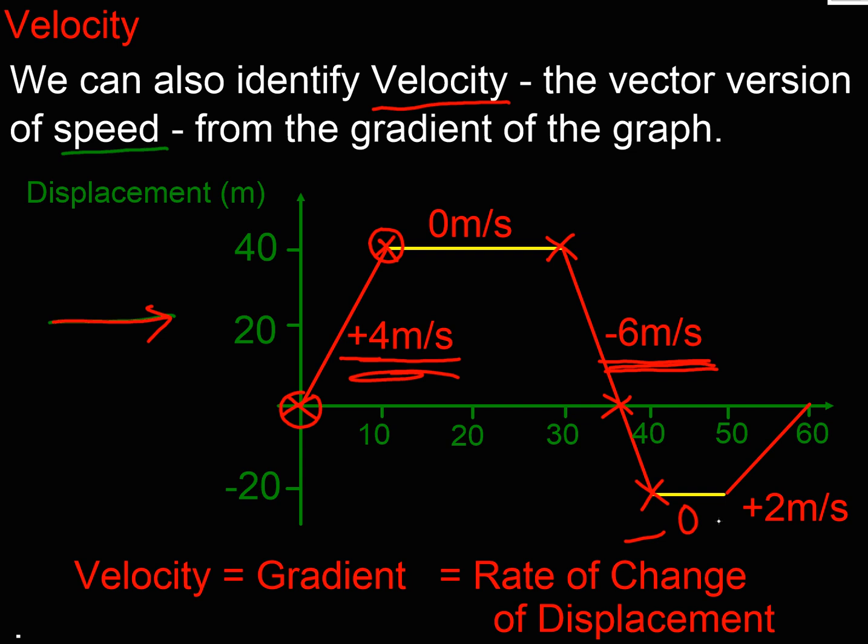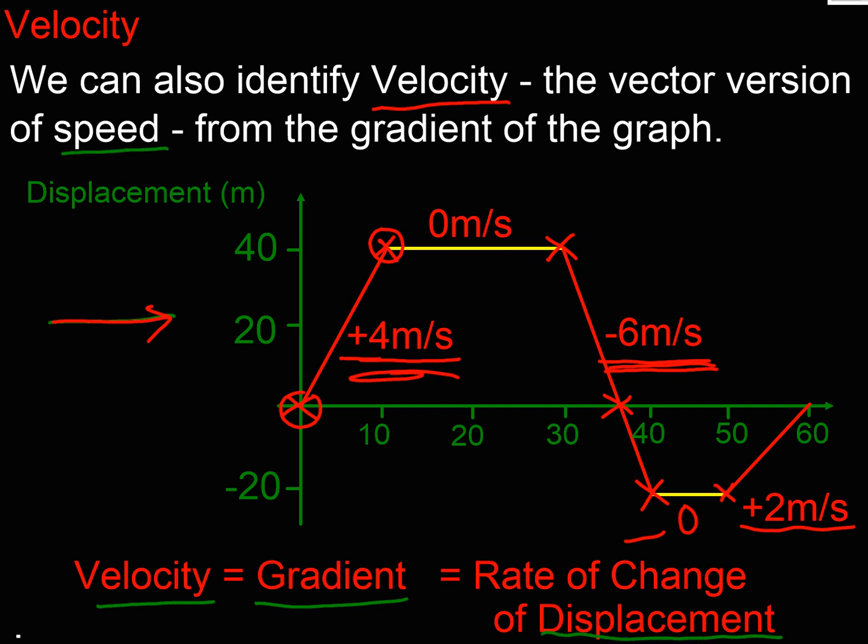We're still here at 0 meters per second for a while. And then we travel back towards our start point at +2 meters per second. So what is velocity? Velocity is a vector quantity, where speed is the magnitude. And it's the gradient from our displacement time graph. It's also often referred to as the rate of change of displacement.